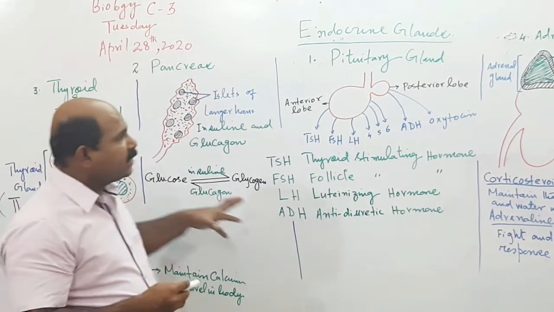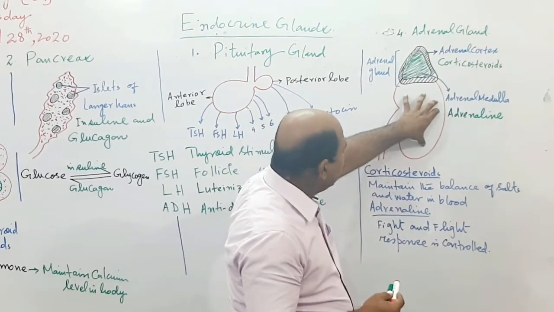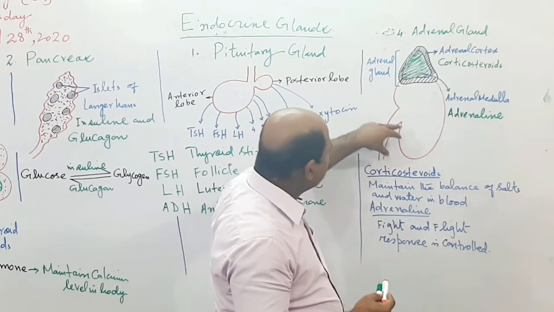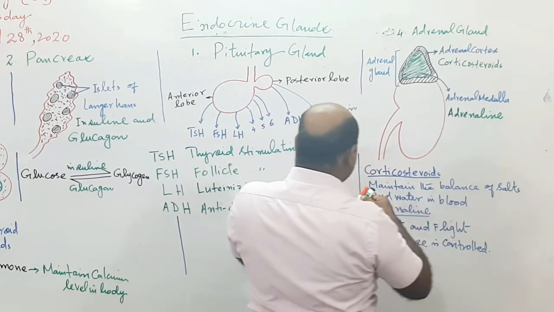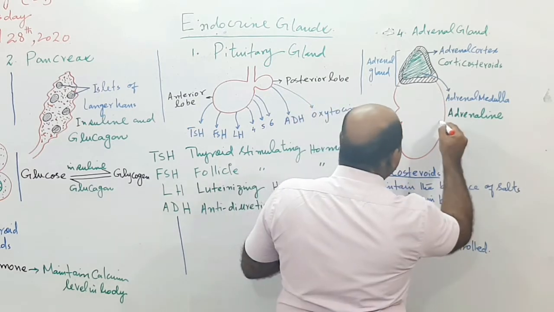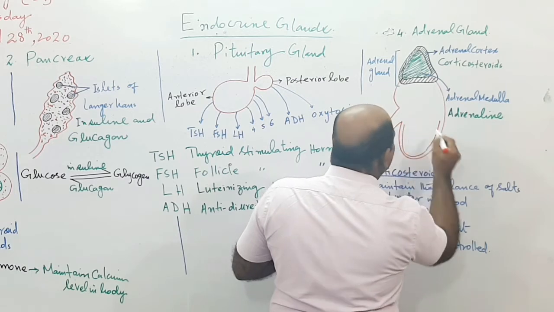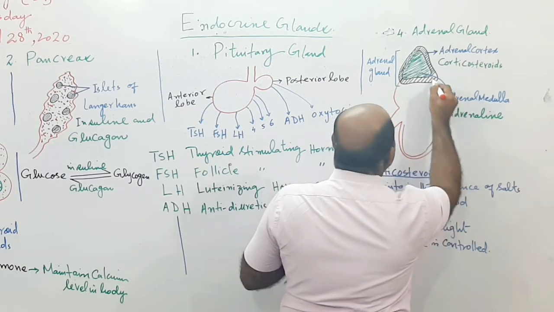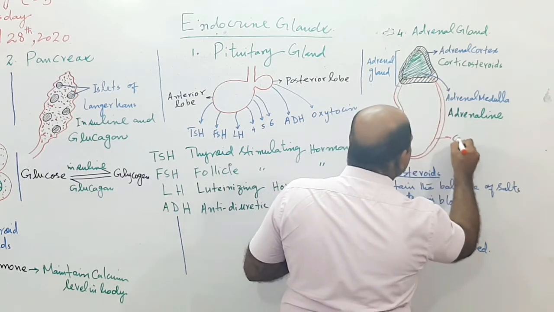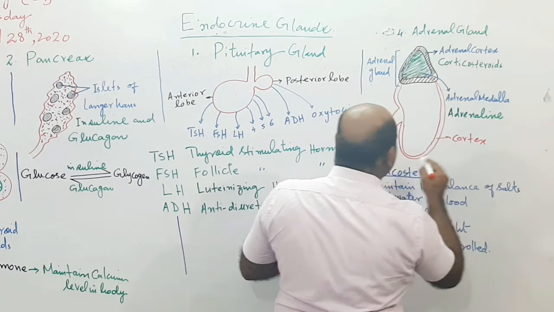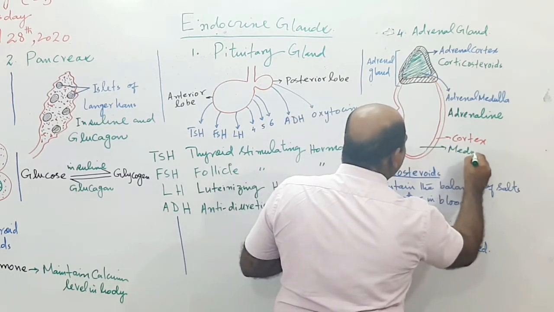And lastly is the fourth gland that's very important. I asked you yesterday also about the structure of the kidney. The kidney is divided into two parts. This whole part in the kidney, which is the outer part, is called the cortex, and the inner region of the kidney is known as the medulla.